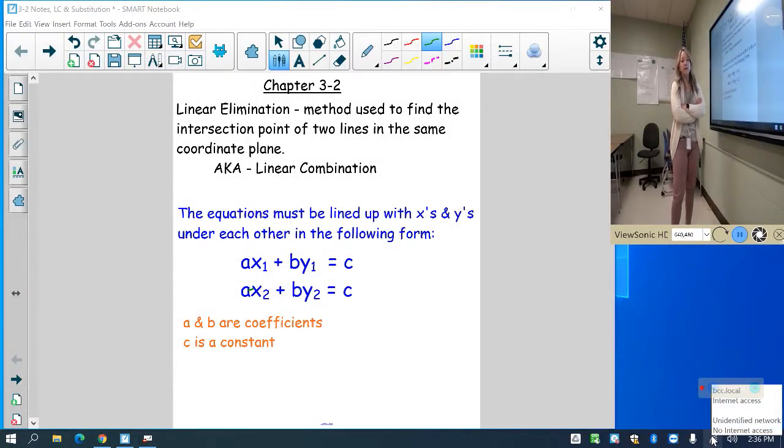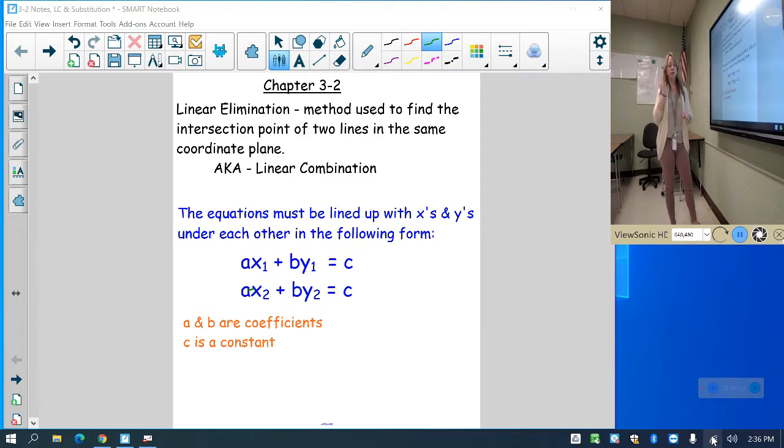Okay, we're going to jump back to Chapter 3, Section 2. We're going to solve systems of equations using linear elimination. This is used to find the intersection point of two lines. Remember, two lines that intersect are going to have only one intersection point, and that is what our solution is using linear elimination, also known as linear combination.